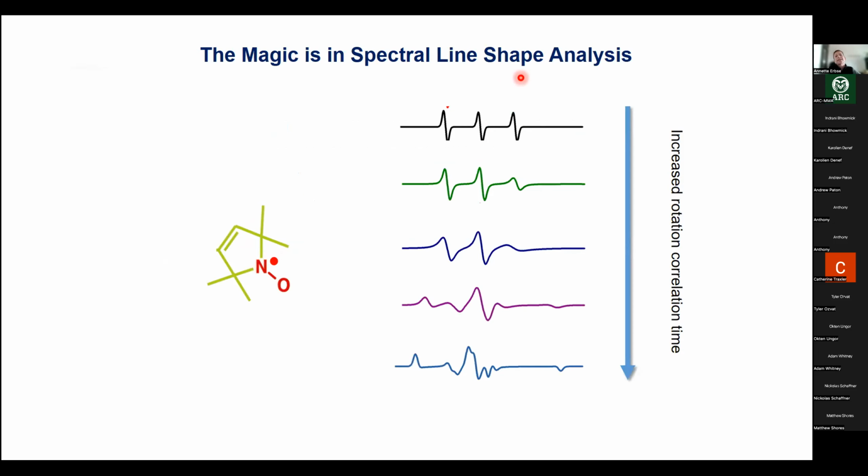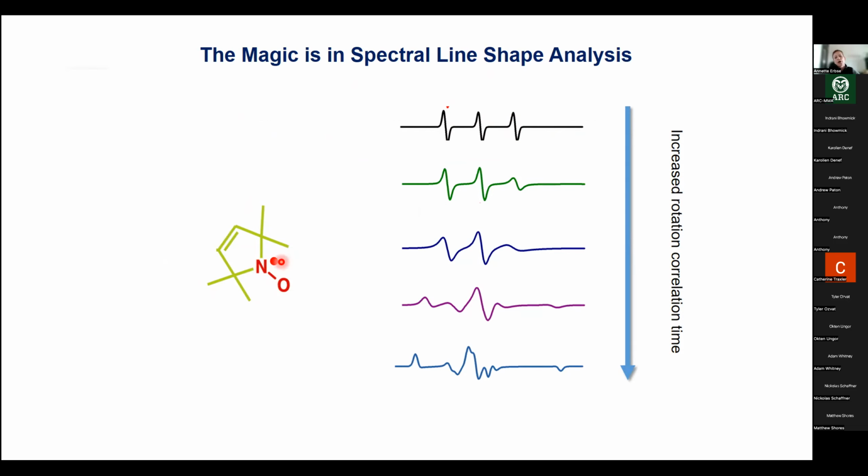And the magic is in spectral line shape analysis. So if you look at this, this is our nitroxide spin label. And if this guy is rotating free in solution as fast as it can, you get an isotropic 3-line spectrum because our electron interacts with the nitrogen. And the signals are pretty sharp.